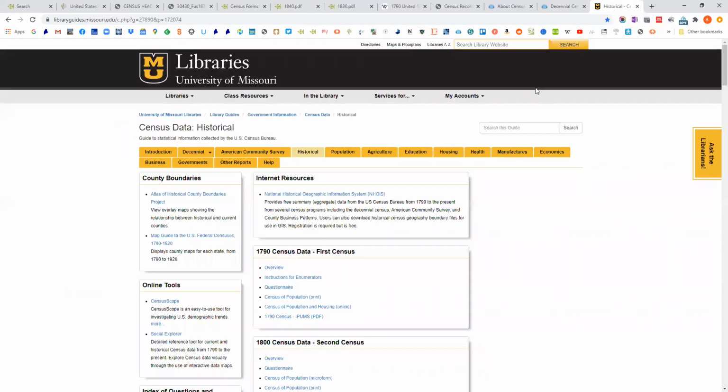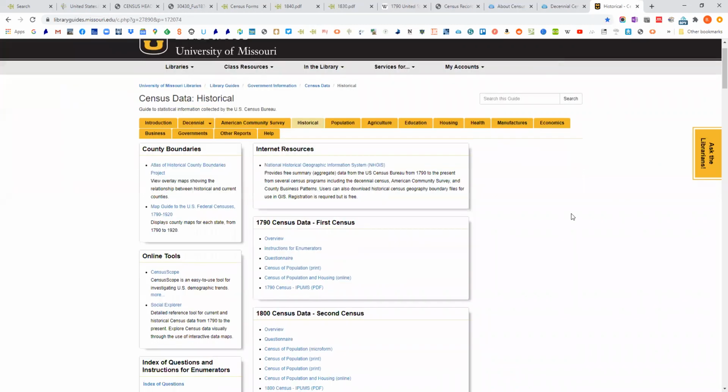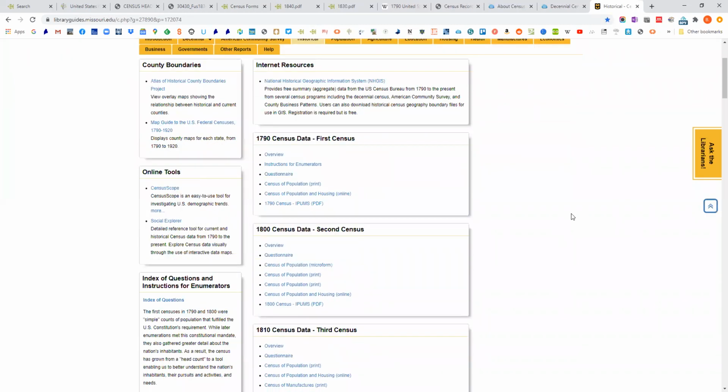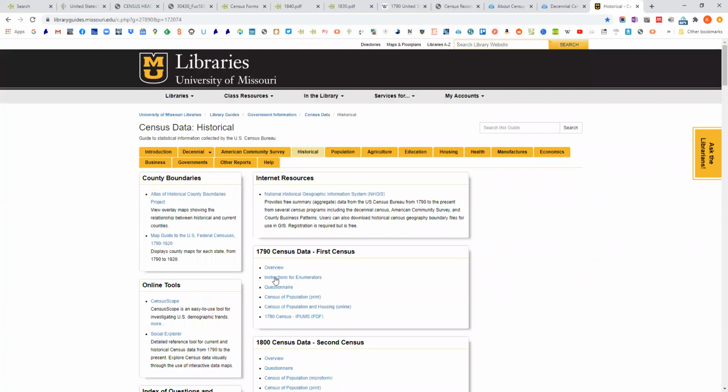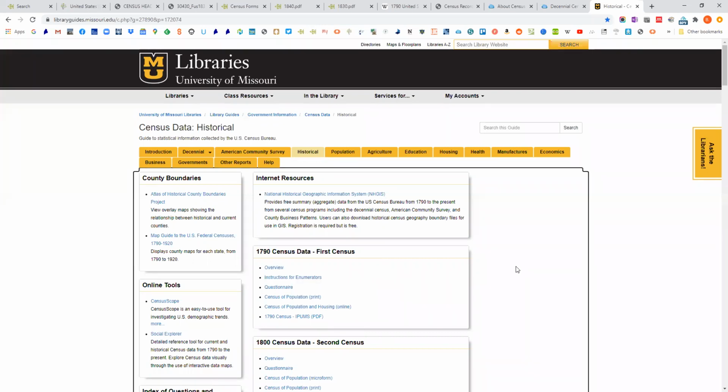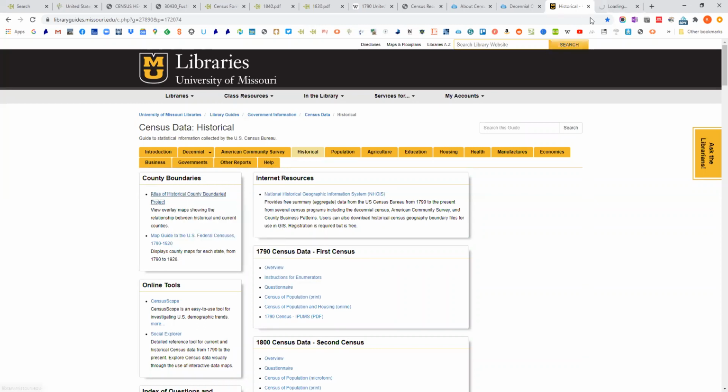There are 2 university libraries that have really good research guides to the census. This is the libraries from the University of Missouri. I put these in the handout as well, but they go through, and for each census, they have an overview. They've got what questions were asked. They've got the instructions for the enumerators. They have a link to, I think this is the one.